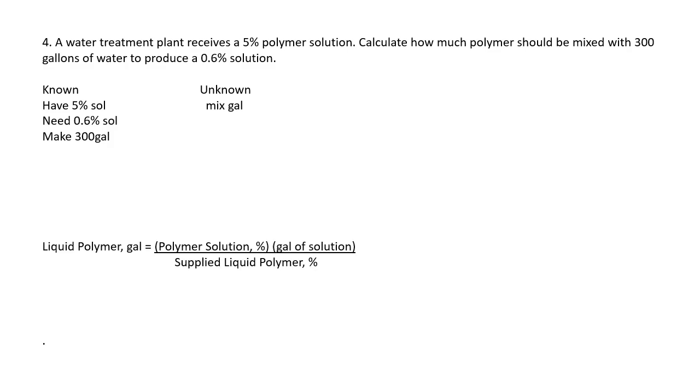Still using the same formula: polymer solution desired percent times the gallons of solution divided by the supplied liquid polymer percent. We're going to plug everything into our formula. Your desired 0.6% times the 300 gallons you want to make divided by the 5% solution that you're provided. You do the math on the top, 0.6% times 300 gallons, and get 180 gallons. The percentages will cancel out. So 180 gallons divided by the 5%, and the answer is 36 gallons.